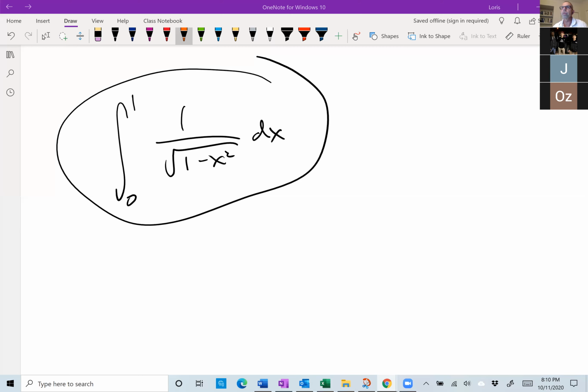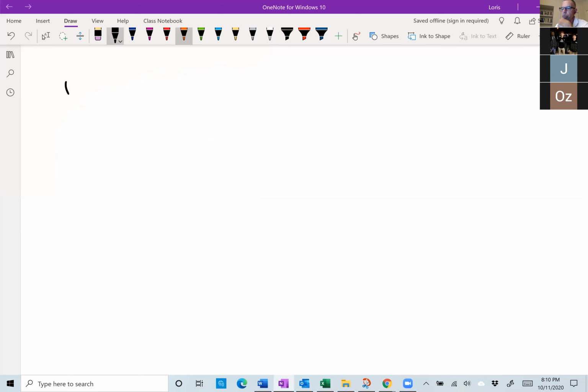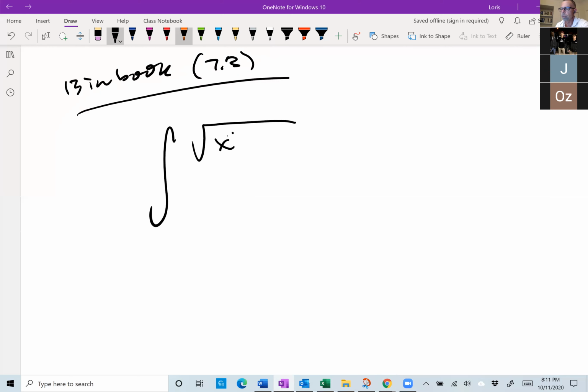All right, so let me go back to 7.3. I'll look at the problem numbers and try to pick a problem that is in the book that I didn't assign. Let's try 13 or 14. Yeah, 13 is good. So this is 13 in the book, 7.3 trig sub. This is the integral of the square root of x squared minus 9 over x cubed.